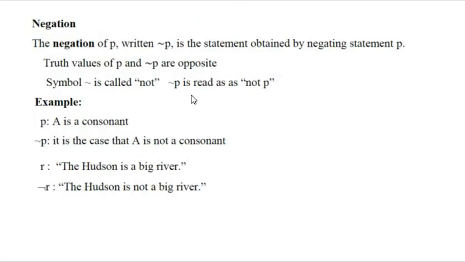Negation. The negation of a proposition P is the statement obtained by negating statement P. The truth values of P and the negation of P are opposite. So this is the symbol for a negation, and it is read as not P.